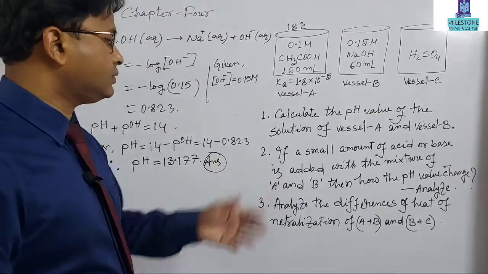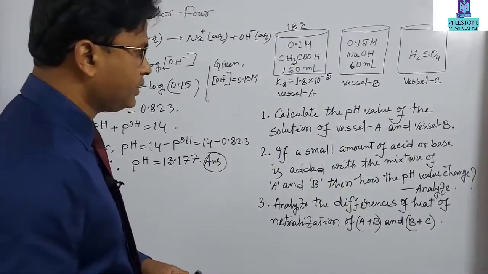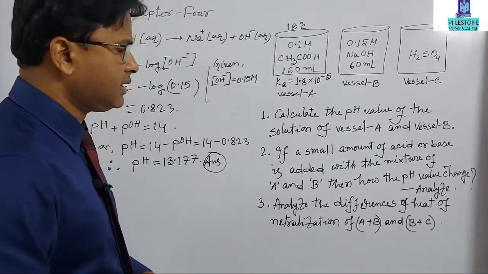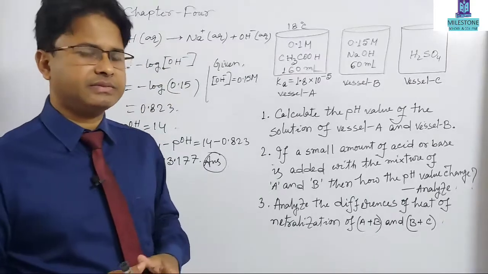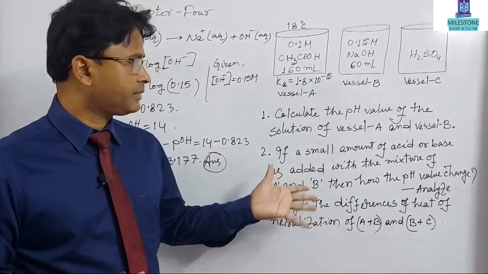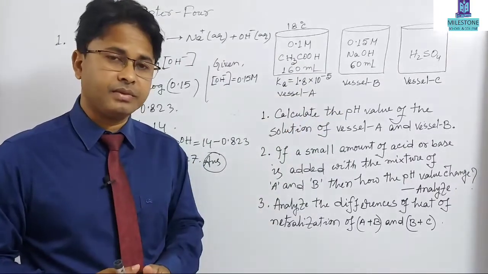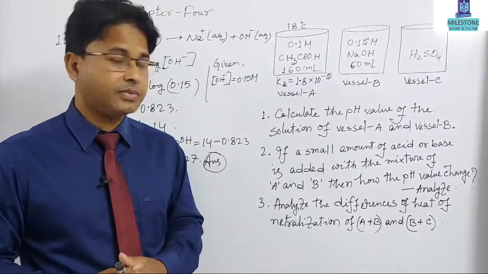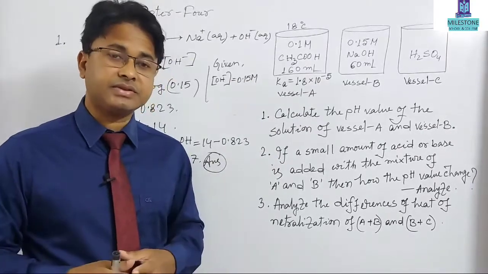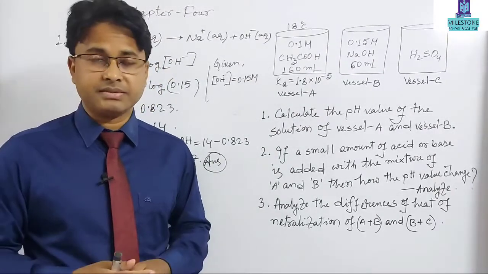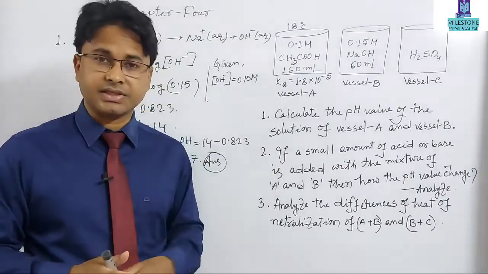And question number 2: if a small amount of acid or base is added to the mixture of A and B, then how will the pH change? Students, first I have to define the mixture of A and B. Actually, I would like to ask you, is the mixture of A and B an acidic buffer solution or a basic buffer solution? First I have to analyze it mathematically.